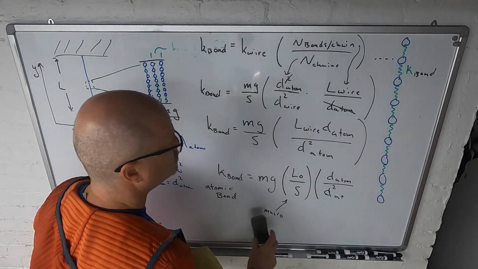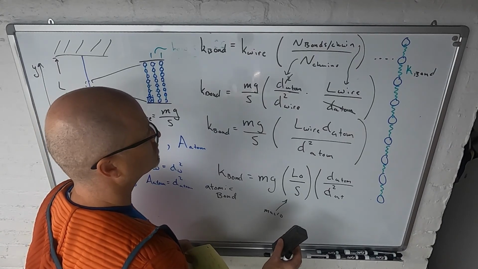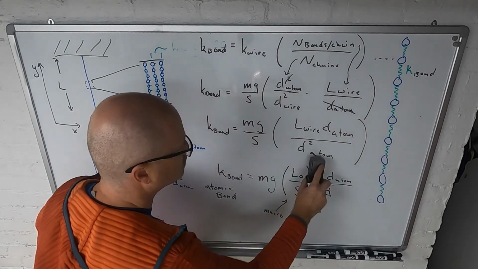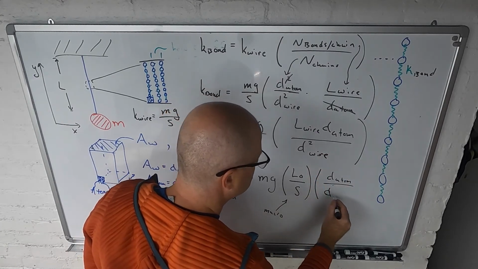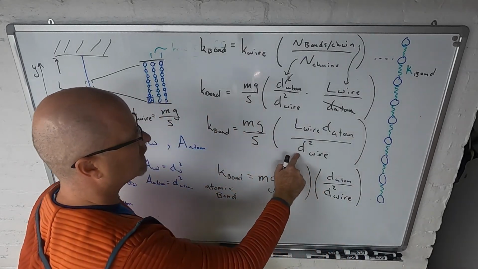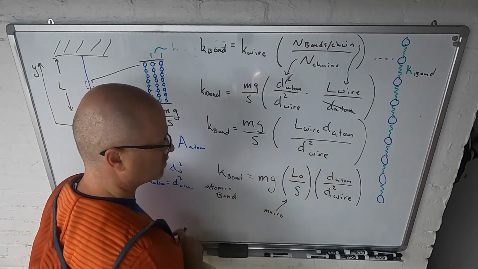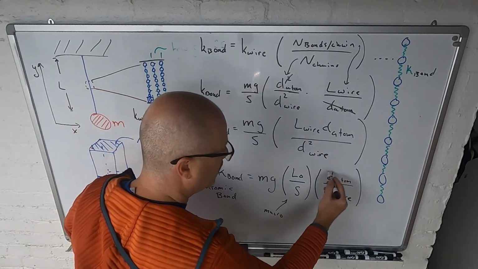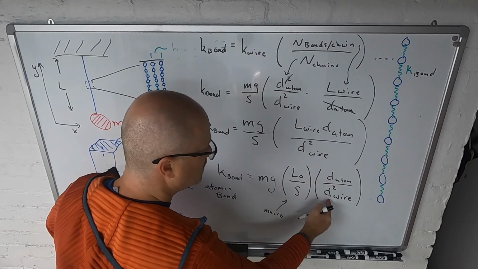Oh, I'm sorry, not of an atom, of a wire. Of the wire. D squared wire. I apologize. Wire, not atom. This is brought down from here. I put atom here. It's the cross-sectional area of the wire. So now I have a purely macroscopic thing, and now I have the ratio of the size of an atom to the area of the wire.